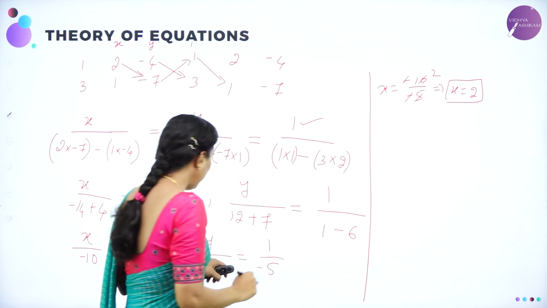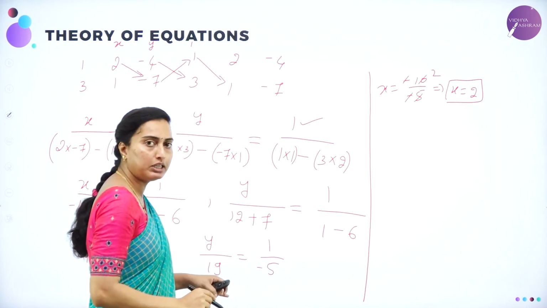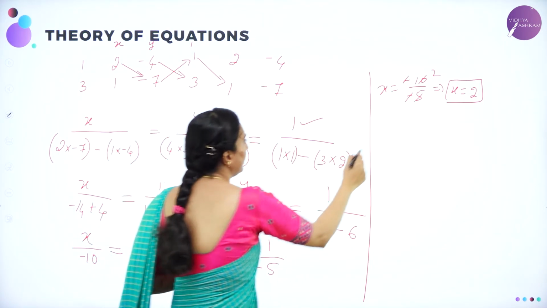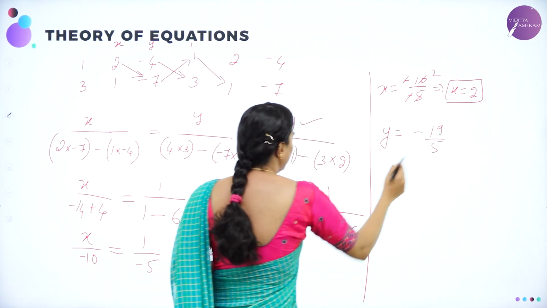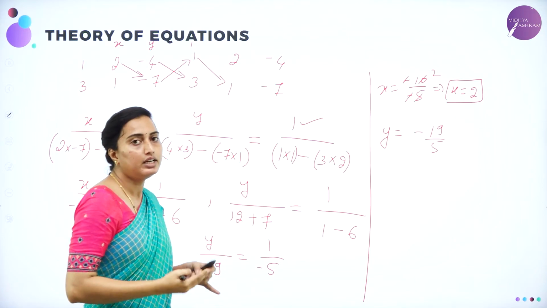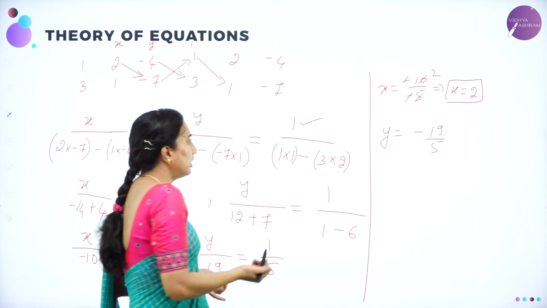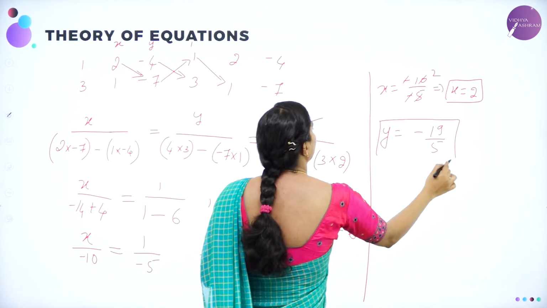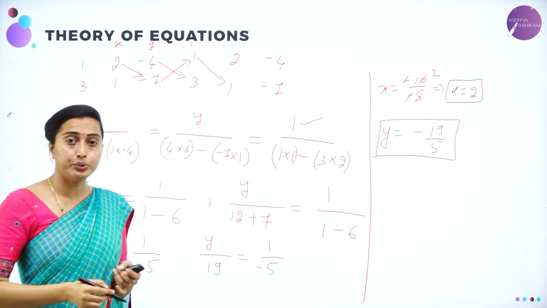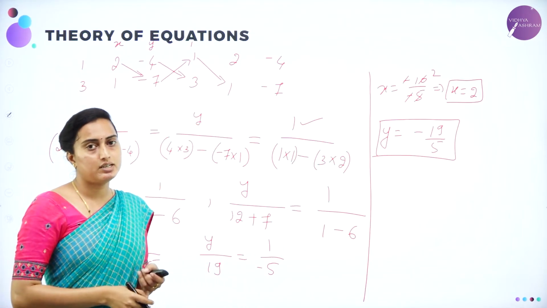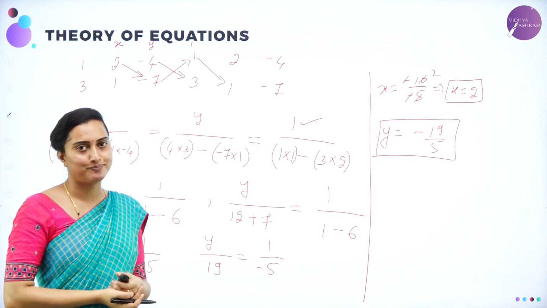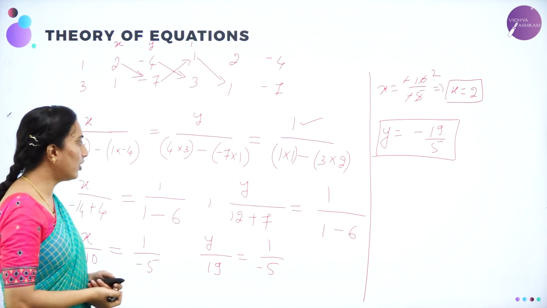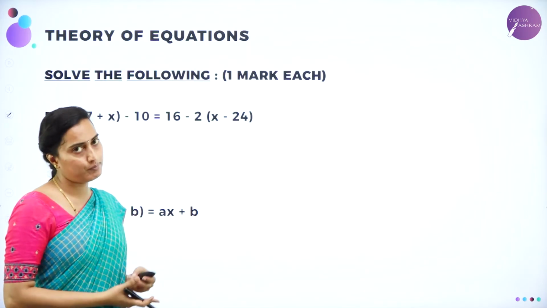And then cross multiplying y, 19 will be cross multiplied here, 19 ones are 19. So y is equal to minus 19 divided by 5. Dear students, this minus will be written directly to the numerator. So that is minus 19 divided by 5. So x value you got 2, y value is minus 19 by 5. I hope you got this one, how to solve, dears. So we'll move on to the next problem solving.